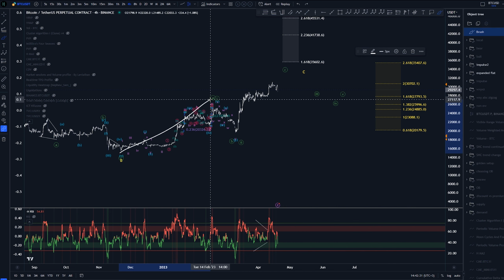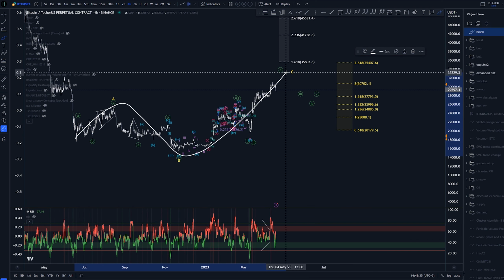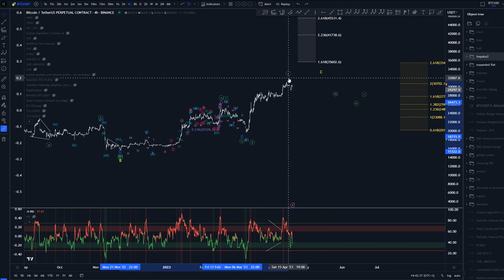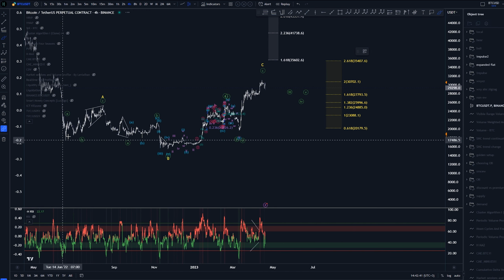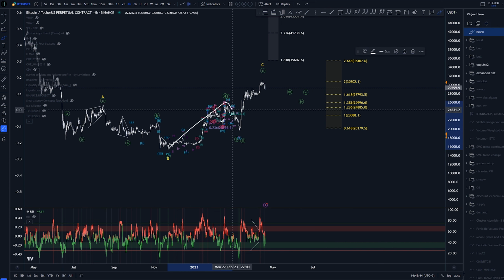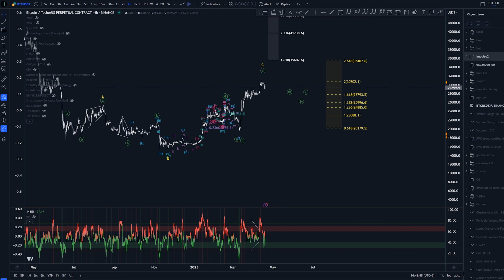Of course, there's also the possibility of this being an ABC, which is why I referred to this as a WXY as well. In this one, again, we would be looking for this as the end of that C wave, and this whole thing would be done as that WXY, where this wave Y would be an ABC. Now, hopefully that makes sense.